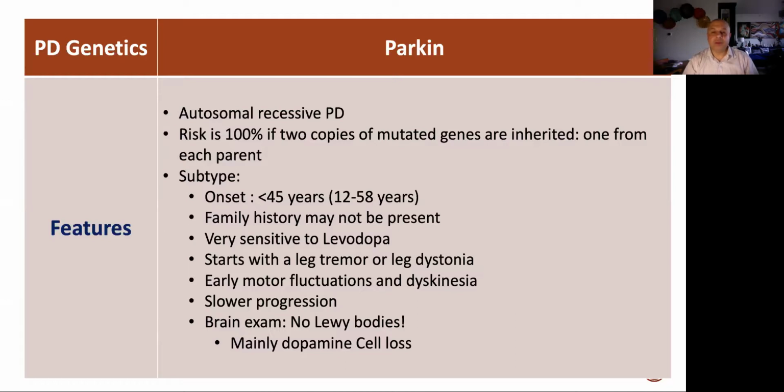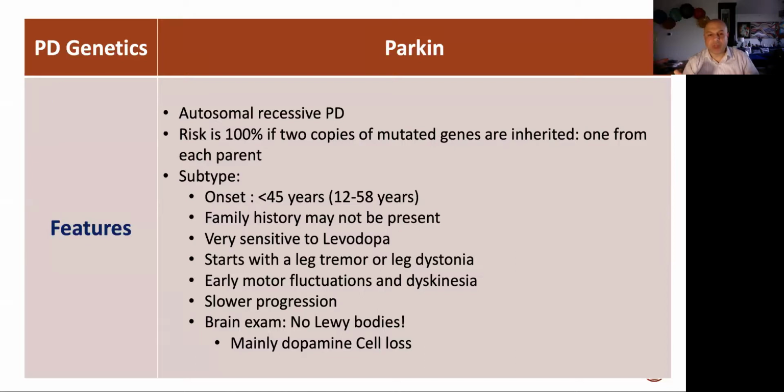So family history may not be present, because if each parent harbors one mutation, they don't develop Parkinson's disease, but each parent could pass on one faulty chromosome to a child, and that child may develop Parkinson's disease at a young age. People with Parkin mutations, and I know this from personal experience, are extremely sensitive to levodopa. They can go on 100 milligrams of levodopa 3 times a day for 20 years with excellent control.